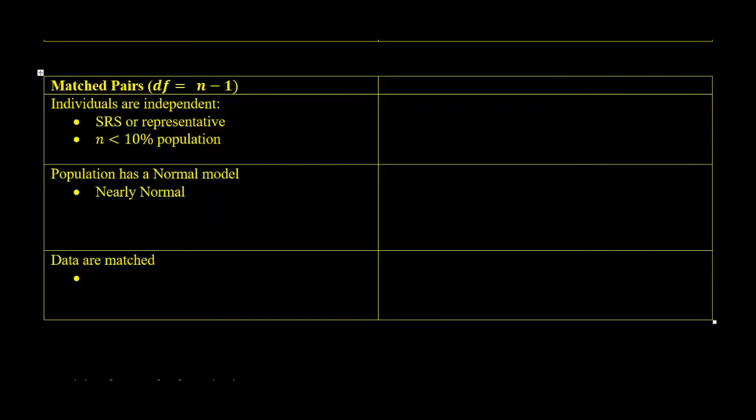As usual, we want to verify that it is unimodal, symmetric, and has no significant outliers at least. We do this by checking the histogram of the distribution or a normal probability plot.